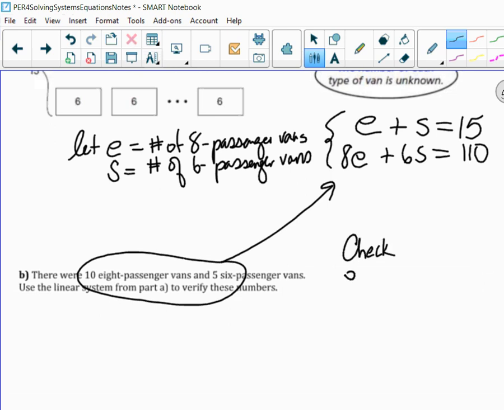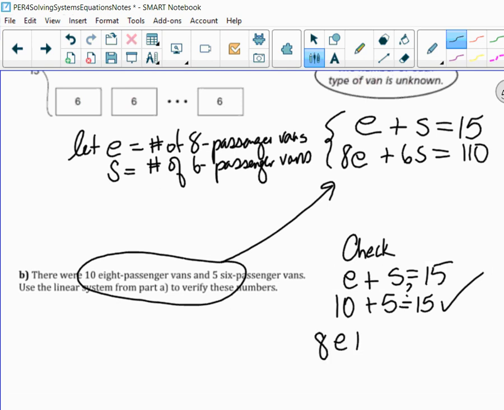E plus S equals 15. So 10 plus 5, does that equal 15? Oh, yeah. But we can't just say it's all good. We have to check the second one, right? So that is 8E plus 6S equals 110. Whoops. I had to write 110 properly.